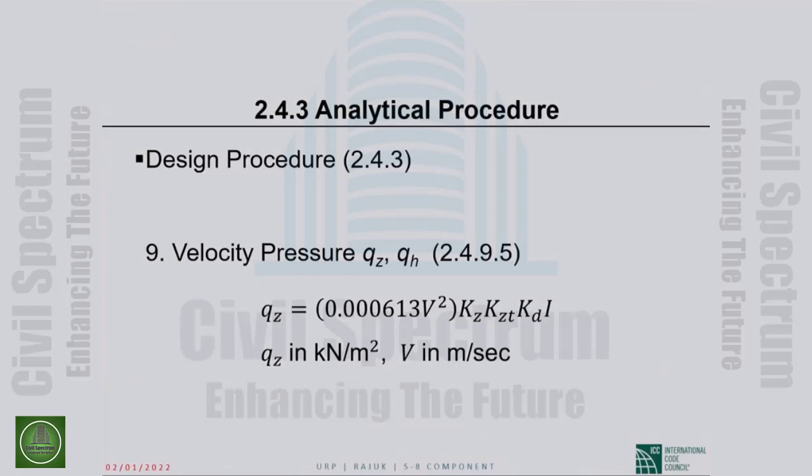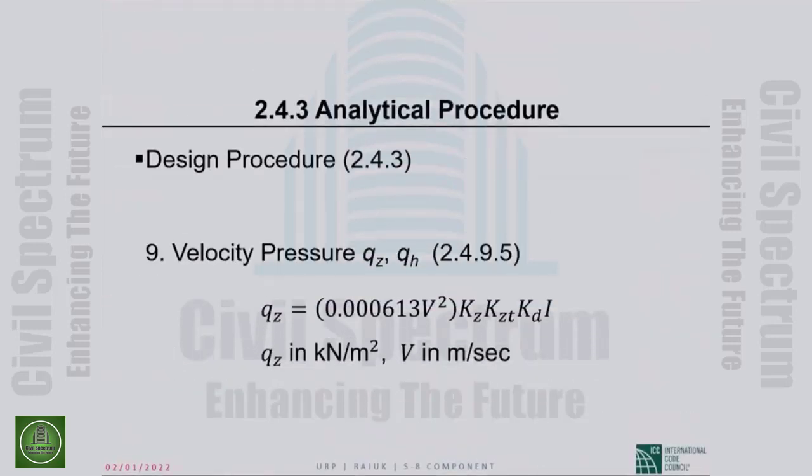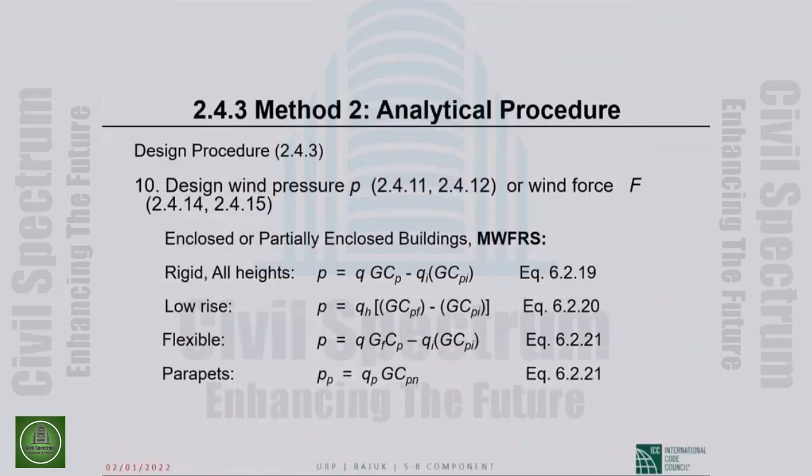Okay, so the next step is to figure out the velocity pressure Q. So remember 0.00256 V squared K sub Z, K sub ZT, K sub D, K sub E. We have all the factors by now. We have looked at all of them. So at this stage we should be able to calculate Q. Now this is the bottom line. I may or may not get through every line on the next slide, but this one I do want to cover.